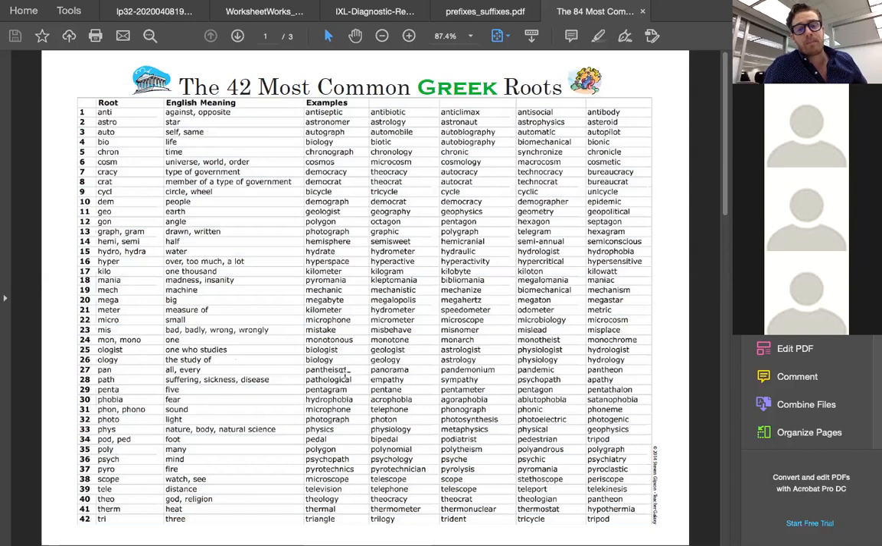Pan is everything, so we have pantheism. Panorama, that's that kind of view on your phone that you can do and you can see the scope of 180 degrees or sometimes 360. Path has to do with suffering, sickness, or disease. So empathy, sympathy, okay. Penta means 5. Pentagram, we have the Pentagon. Okay, that is our special building we have in DC that has the 5 branches of government.